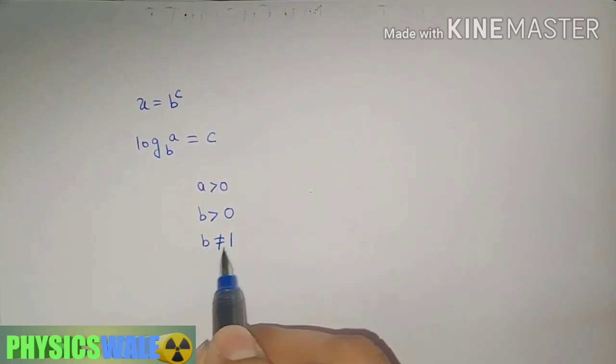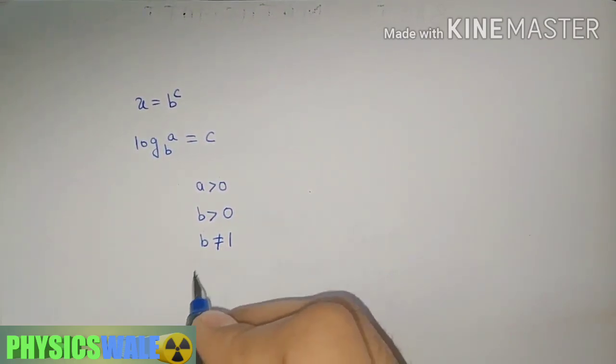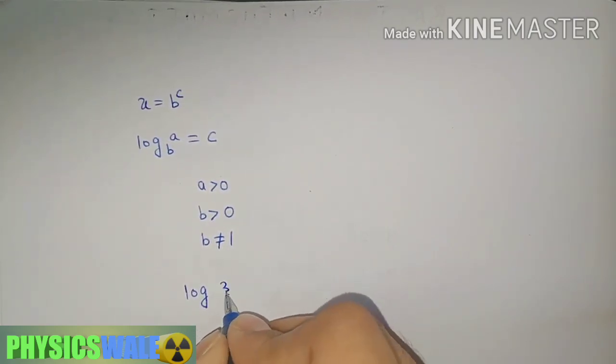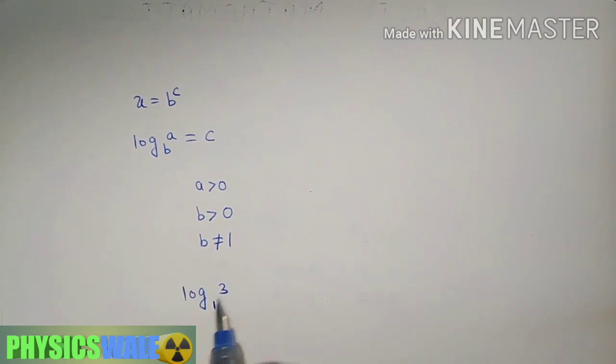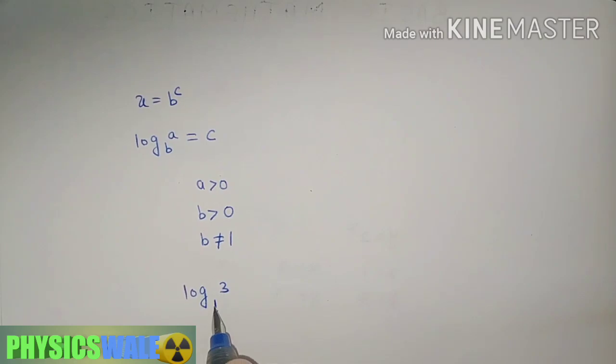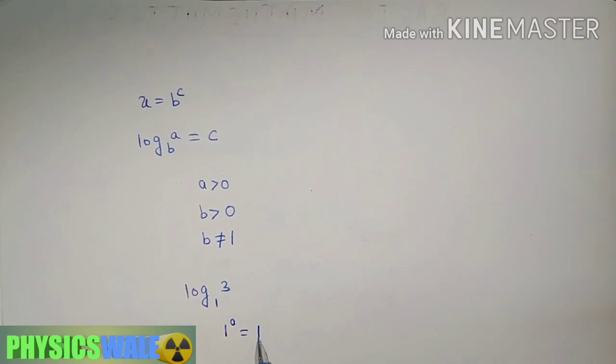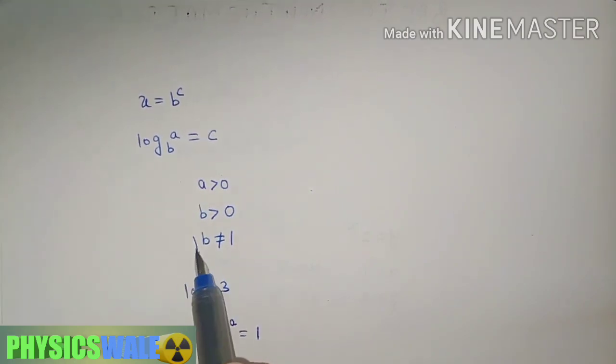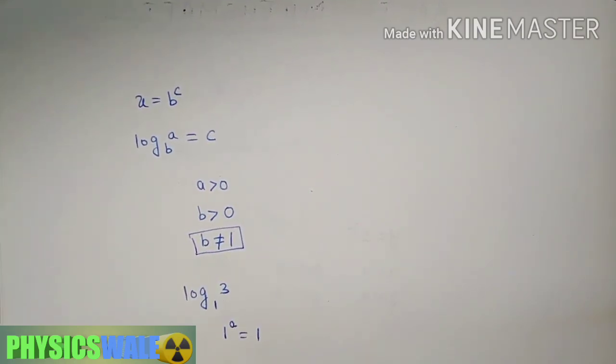Now why can b not be equal to 1? Let's consider an example. Log of 3 to the base 1. It means that what power of 1 should I raise so that I get 3? We know that any power of 1 will always be equal to 1. There is no power that I can raise 1 to so that I get 3. 1 to any power is equal to 1. So this logarithm cannot be defined if this base is equal to 1. So b cannot be equal to 1.